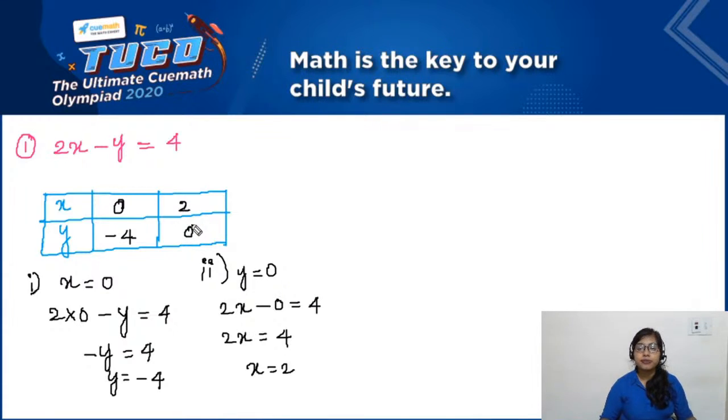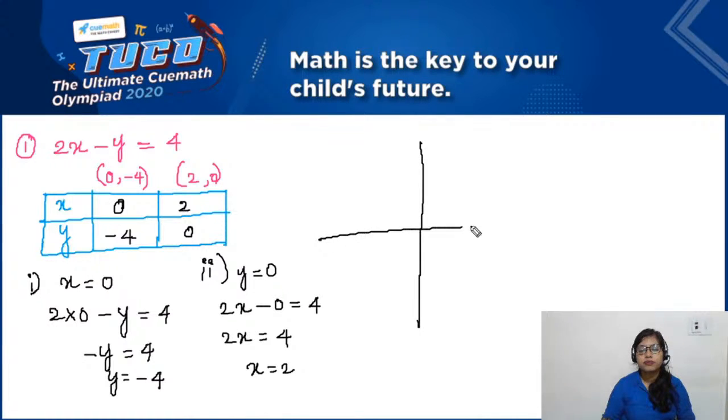Make sure that you're taking care of the coordinates of x and y's order. Okay. So now I know that my first solution is (0, -4) and my second solution is (2, 0). So accordingly, I will now make a graph of this. Okay. So here's my graph.